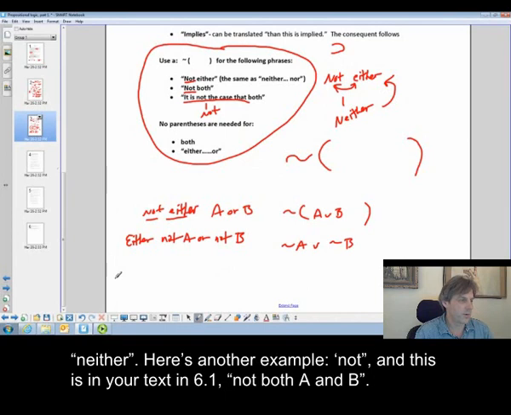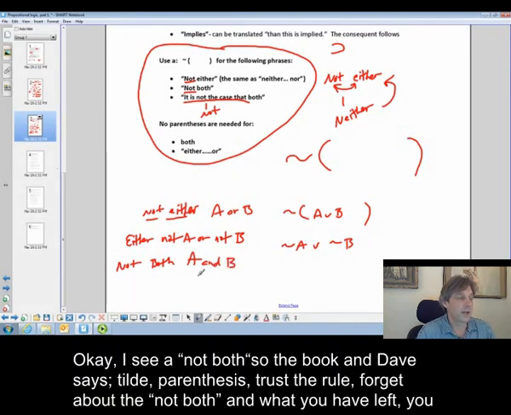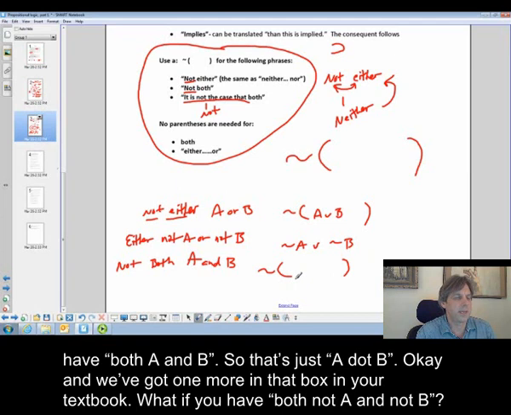Okay, here's another example, and this is in your text in 6.1: not both A and B. I see a not both. So the book says tilde, parentheses, trust the rule, forget about the not both, and what do you have left? You have both A and B. So that's just A dot B. And we've got one more in that box in your textbook.